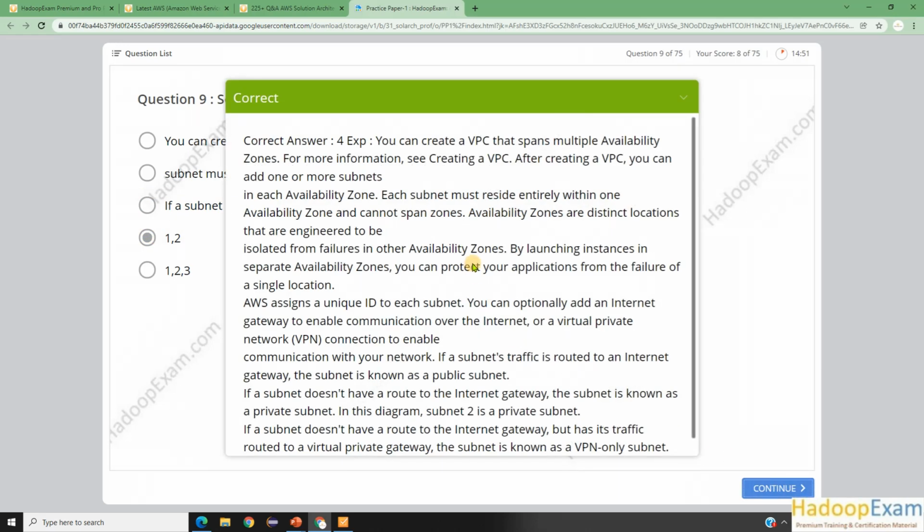So let me submit this, and these are your answers and explanation. Green color means you have given the right answer to this question. So that's all about question number 9.